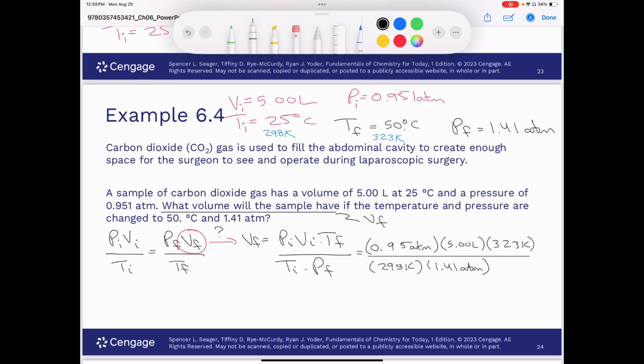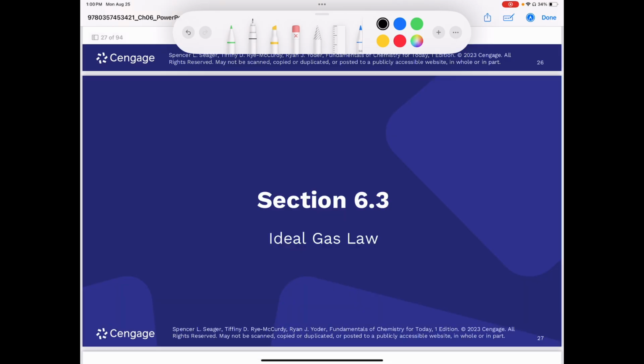And you can see that now that I've set it up correctly, the atmospheres cancel, as do Kelvin, and we're left over with the units of liters, which is good because we're looking for a volume. So when you take your calculator and punch all of this in, what you're going to end up with for your final volume is 3.66 liters as your final answer. All right, and that brings us to the ideal gas law.